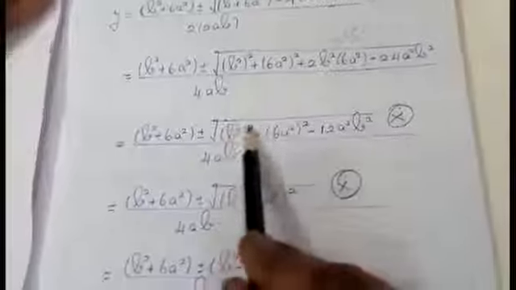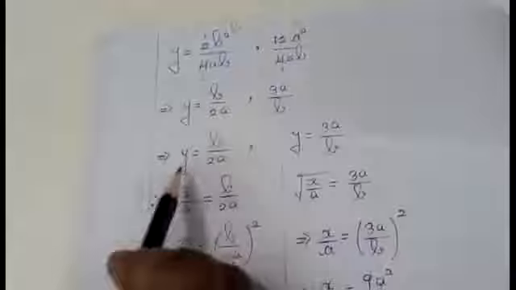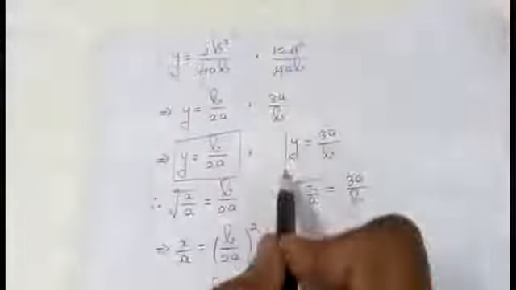I'm not multiplying anything, I'm not taking it as b to the power 4 or 12a to the power 4. Just see here, b square minus 6a square the whole square. I'm just converting this one. After converting, I'm cancelling the square and square root. After cancelling, I'm getting the value y equal to b divided by 2a and y equal to 3a divided by b. What is the value for y?